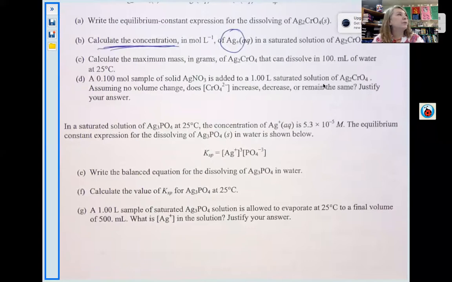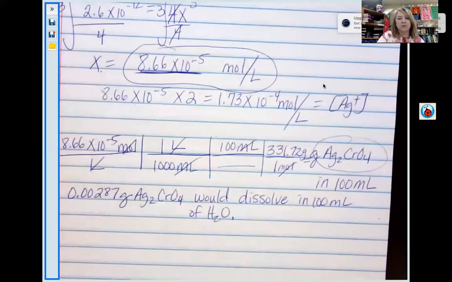Okay, last part of that question, or at least on that part, D. A 0.1 mole sample of solid silver nitrate is added to a 1 liter saturated solution of silver chromate. Assuming no volume change, does the chromate ion increase, decrease, or remain the same? Justify your answer. Guys, this is a multiple choice question.